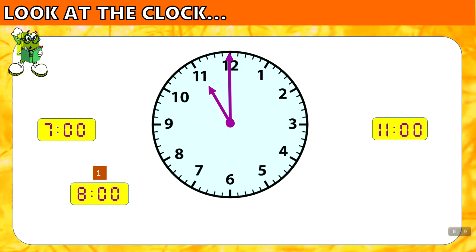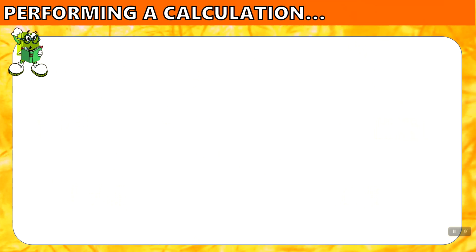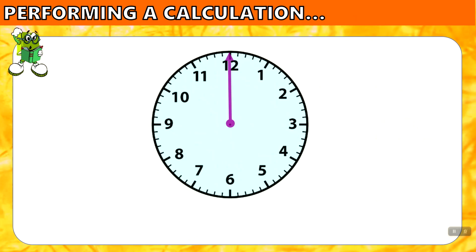Well, if we go from 7 to 8 o'clock, that's 1 hour. From 8 to 9 o'clock, that's another hour. That's 2 hours. From 9 to 10, that's another hour. That's 3 hours. And when we finally end up at 11 o'clock, that's another hour, which is 4 hours. But let's perform the calculation to see if this makes things easier for us.